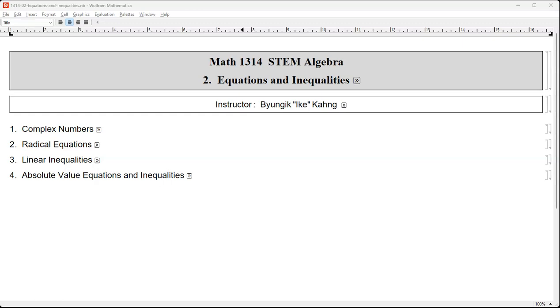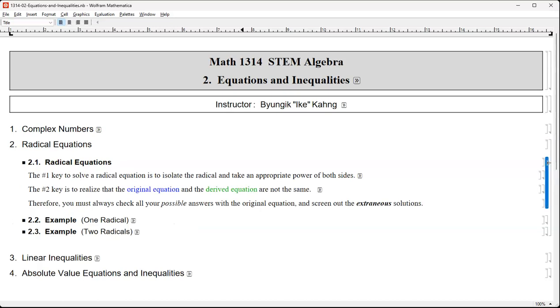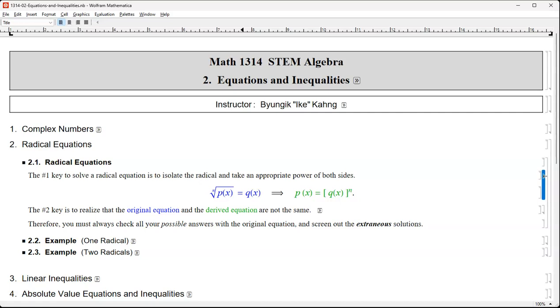Now let's go to section 2, radical equations. Now this is going to be hard and this is going to be new to pretty much everybody. The basic structure is like this. The nth radical of an x expression is equal to another x expression. How to solve it? Take the nth power of both sides so that we get a new equation with no radical.